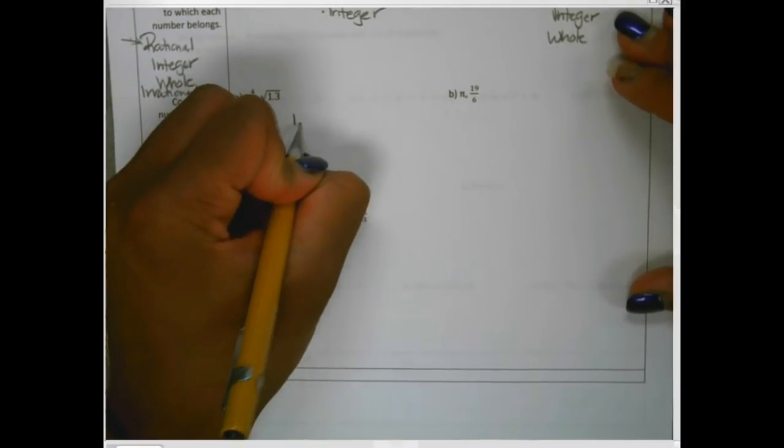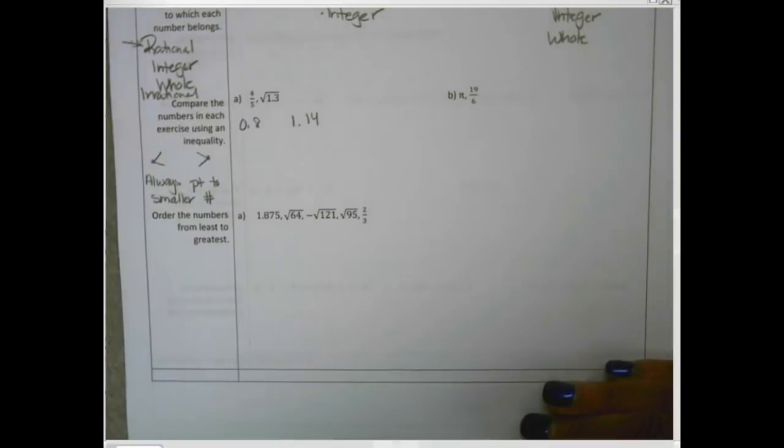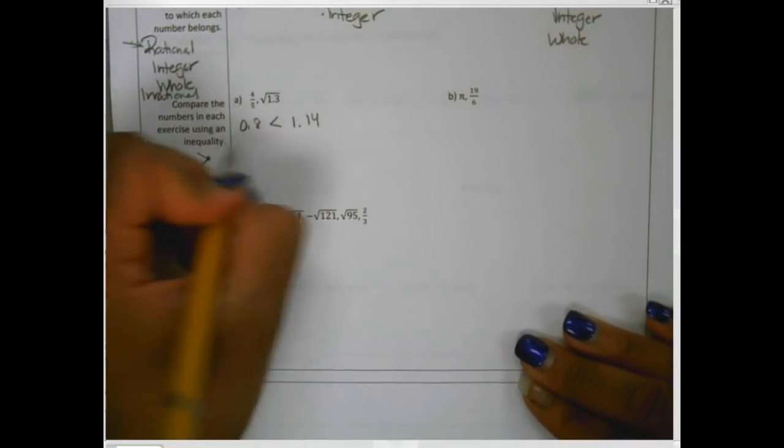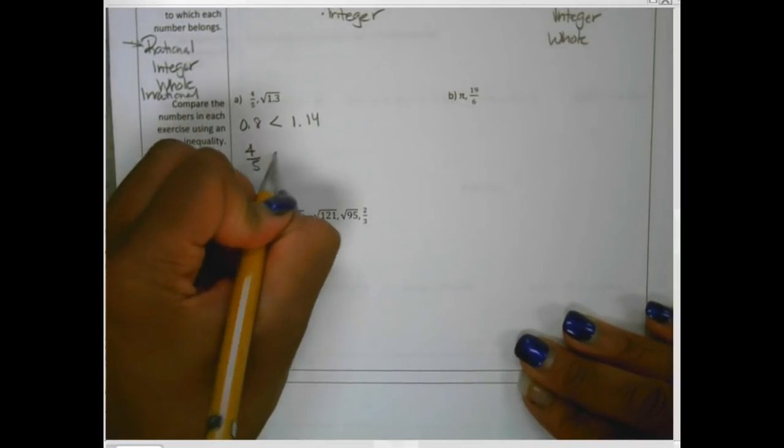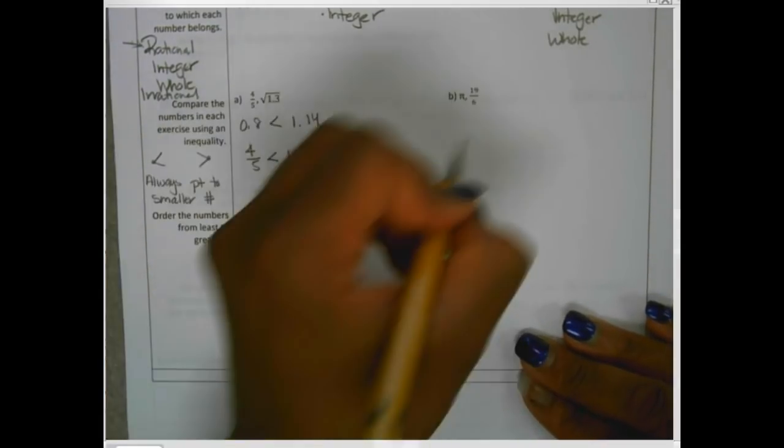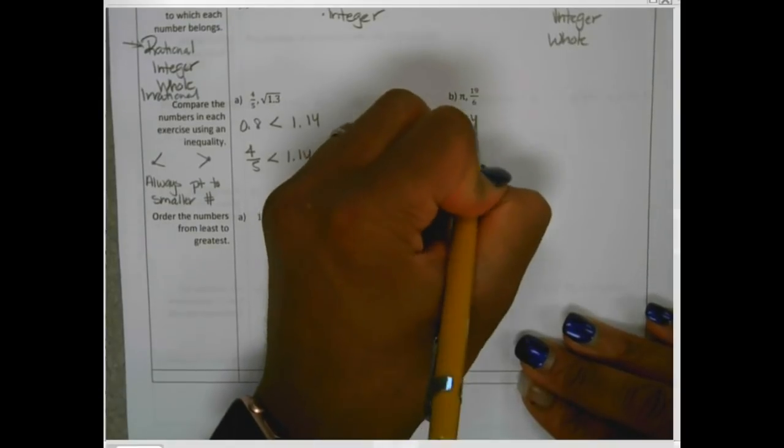Well, 4/5, if I was using a calculator, I would divide 4 by 5, and I would know that's about 0.8. And then 1.3 is about 1 point, I don't remember, but I would look it up on a calculator though, and that would tell me that 1.3 is about 1.14. About. Which one of these is smaller? This one is smaller. So I'm going to say 4/5 is less than 1.14. Now pi is 3.14 about.